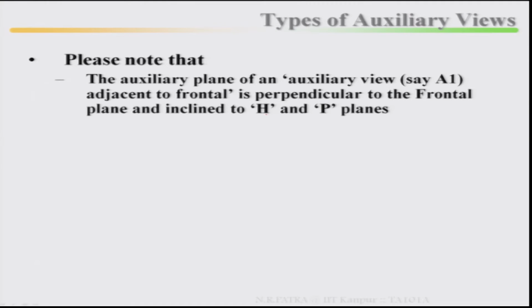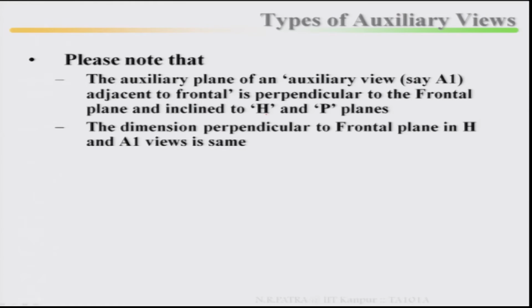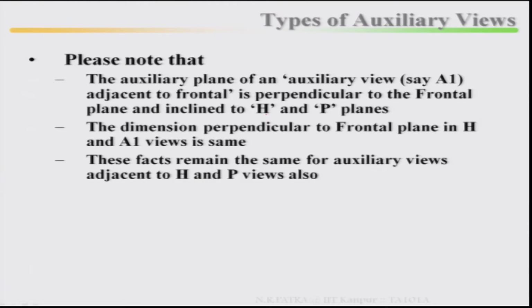Types of auxiliary views: the auxiliary plane of an auxiliary view, say A1, adjacent to frontal is perpendicular to the frontal plane and inclined to the horizontal and profile planes. The dimension perpendicular to the frontal plane in the horizontal and A1 views is the same. This fact remains the same for auxiliary views adjacent to horizontal and profile views also.